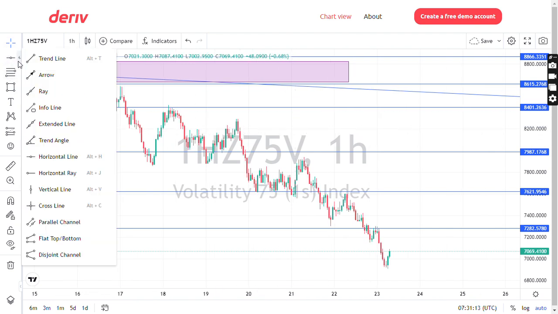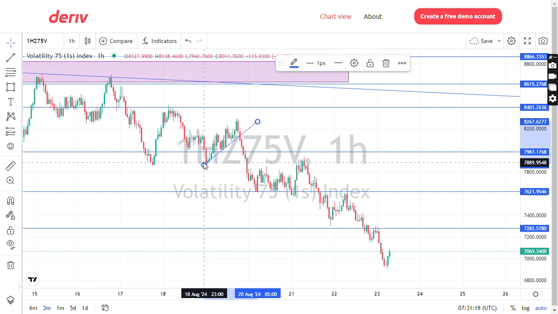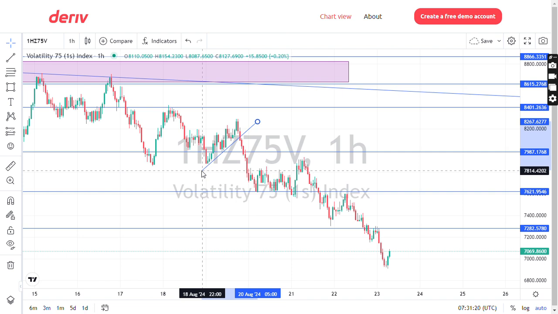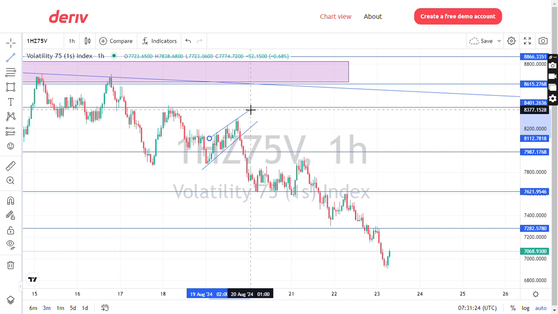Look over here, this was my reason for the sell. We had a bearish flag right over there. This bearish flag indicated my first entry, or one of the days I was trading.